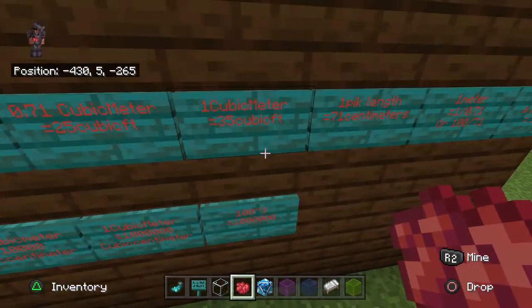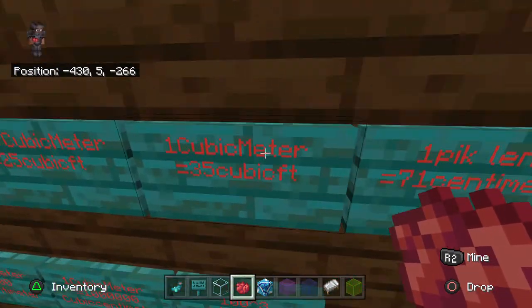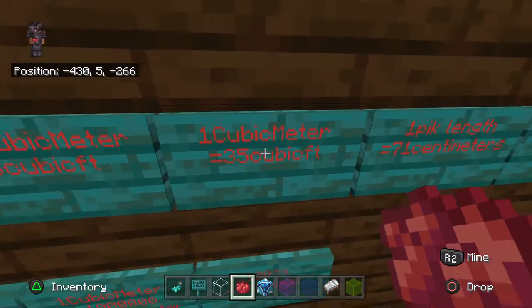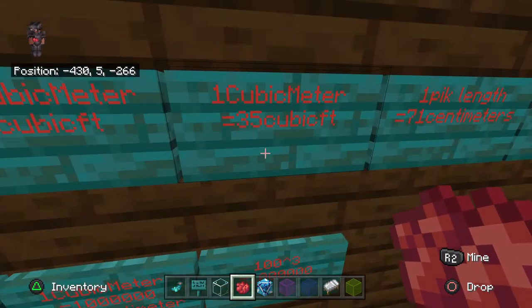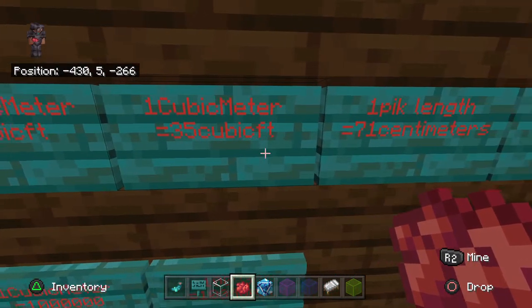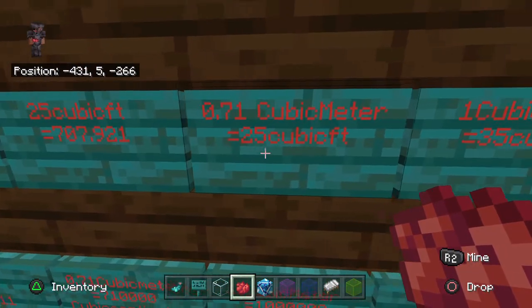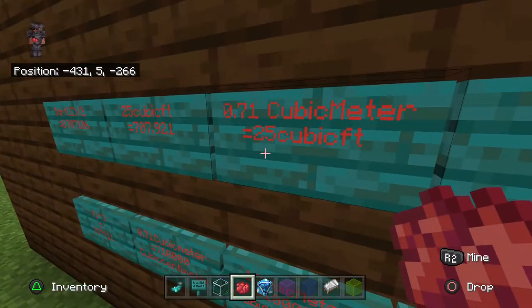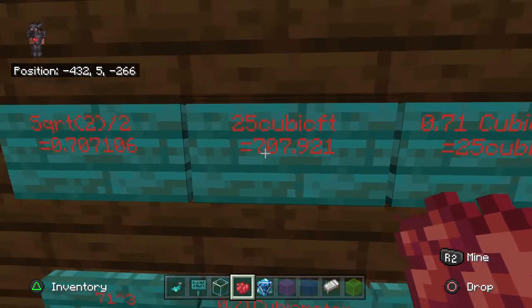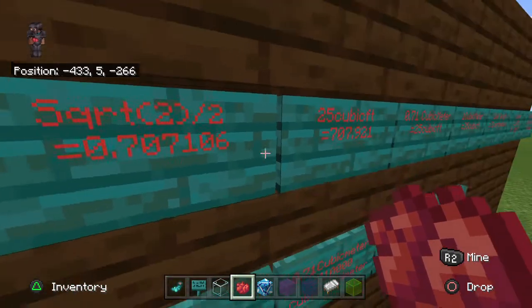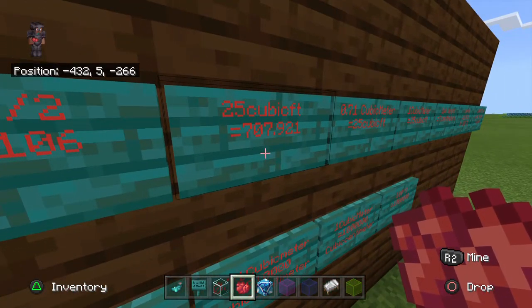And then this is extra stuff that I learned while messing around with this: 1 cubic meter equals 35 cubic feet. 0.71 cubic meters equals 25 cubic feet. 25 cubic feet equals 707.921 liters. I just forgot to put liters there.